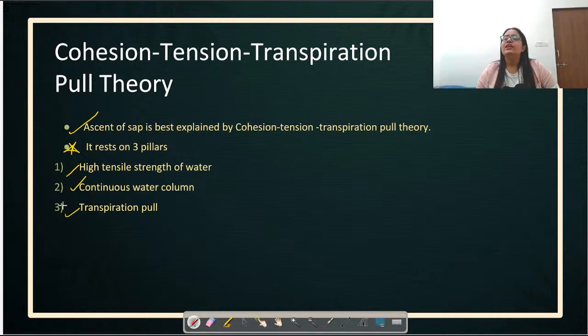So these are the three important pillars that we need to discuss in detail, on which this whole theory rests, right? So it is the high tensile strength of the water, then the continuous column of water in the xylem, and the transpiration pull. These are the three important things or factors responsible for ascent of sap. So what is continuous water column and what is transpiration pull? I have already given you a good idea about these two things in the previous lecture.